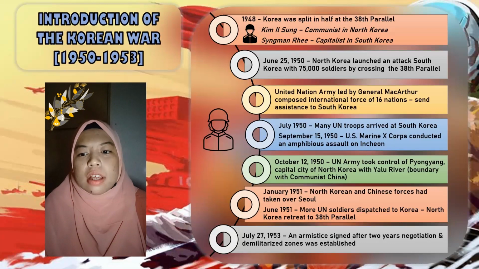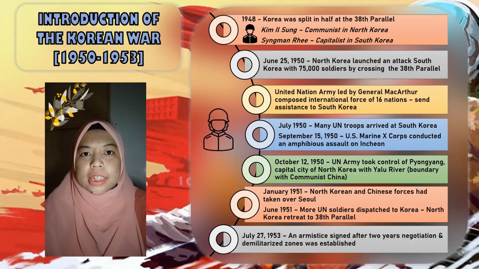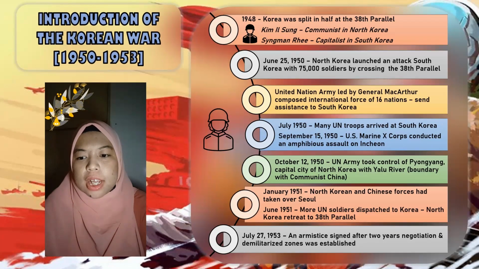China retaliated by sending 250,000 Chinese troops. The UN forces were driven out of North Korea with significant casualties after being outnumbered by this new army. Seoul had been taken over by North Korean and Chinese forces by January 1951. More UN soldiers were dispatched to Korea in June 1951, causing the North Koreans to retreat to the 38th parallel and stabilizing the front. Peace negotiations started in July, but a solution was not found.